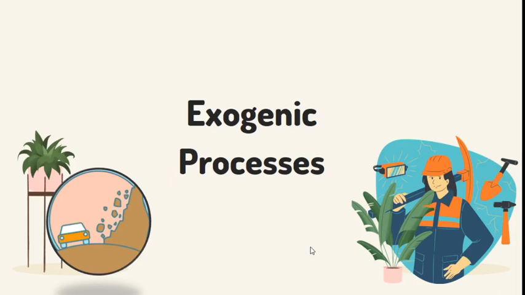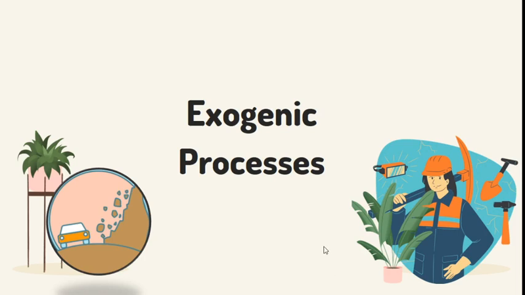Now, before we go through with our lesson for today, let me share with you a brief idea of what exogenic processes are. When we say exogenic processes, these include geological phenomena and processes that originate externally to the Earth's surface. Take note of the word externally, meaning this happens outside of the Earth's surface.